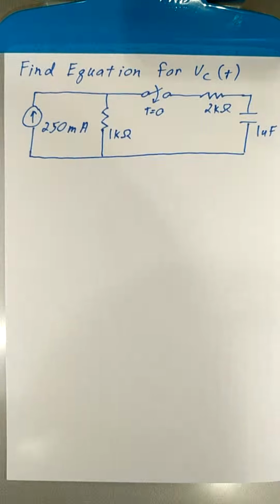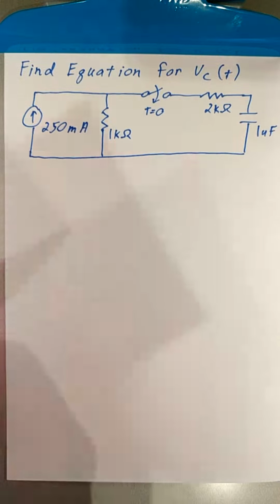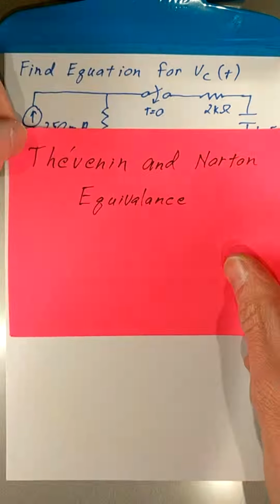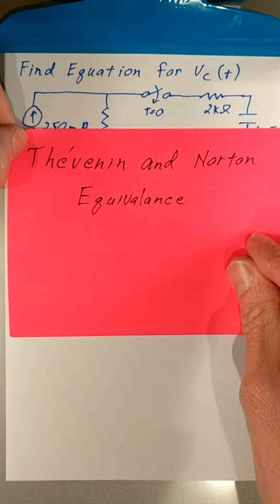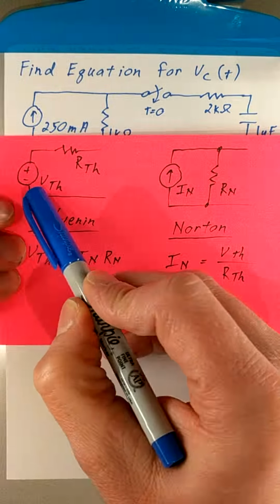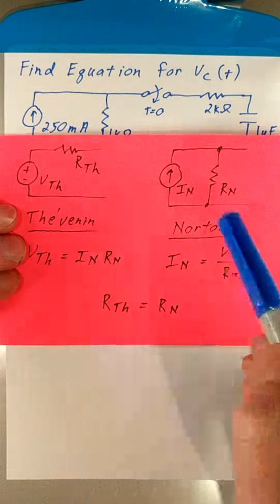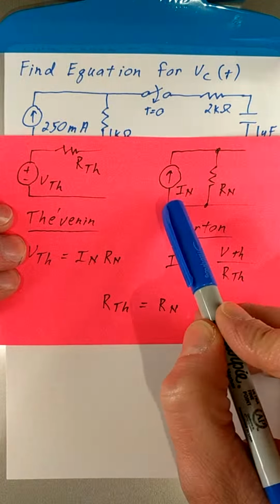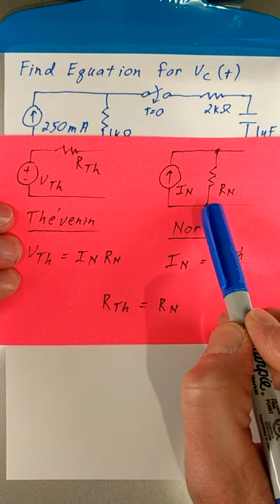Before we get started, let's review some of the fundamentals from our note cards. First, we have the Thevenin and Norton equivalencies. You'll recall a Thevenin circuit consists of a voltage source in series with a resistor, whereas a Norton circuit consists of a current source in parallel with a resistor.